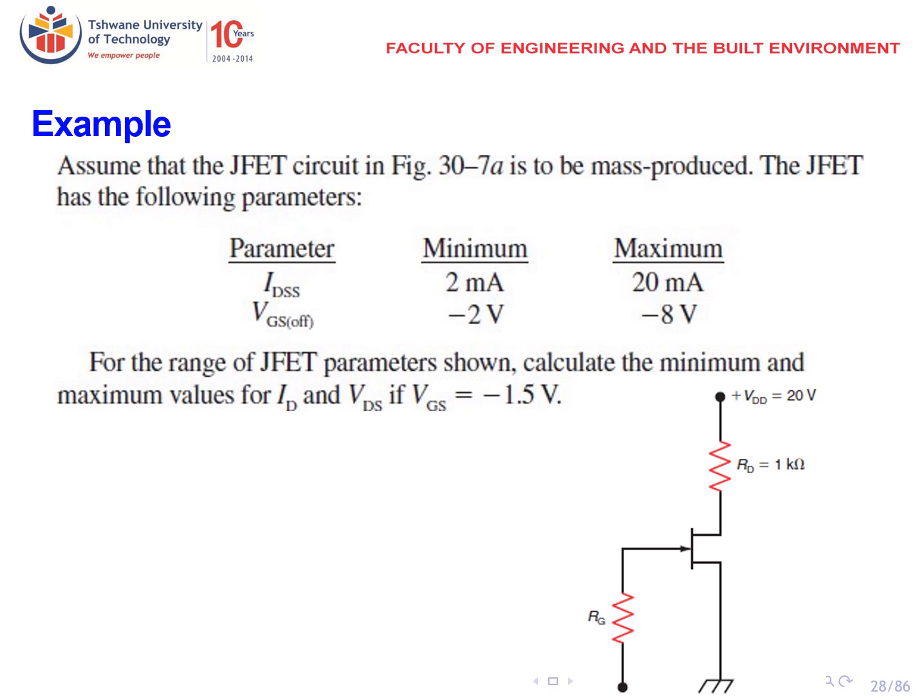Okay, in this example, assume that the JFET circuit in this figure is mass produced. The JFET has the following parameters. IDSS minimum is 2 milliamperes, maximum is 20 milliamperes. VGS off minimum is -2, maximum is -8. For the range of JFET parameters shown, calculate the minimum and maximum values for ID and VDS if VGS equals -1.5 volts.